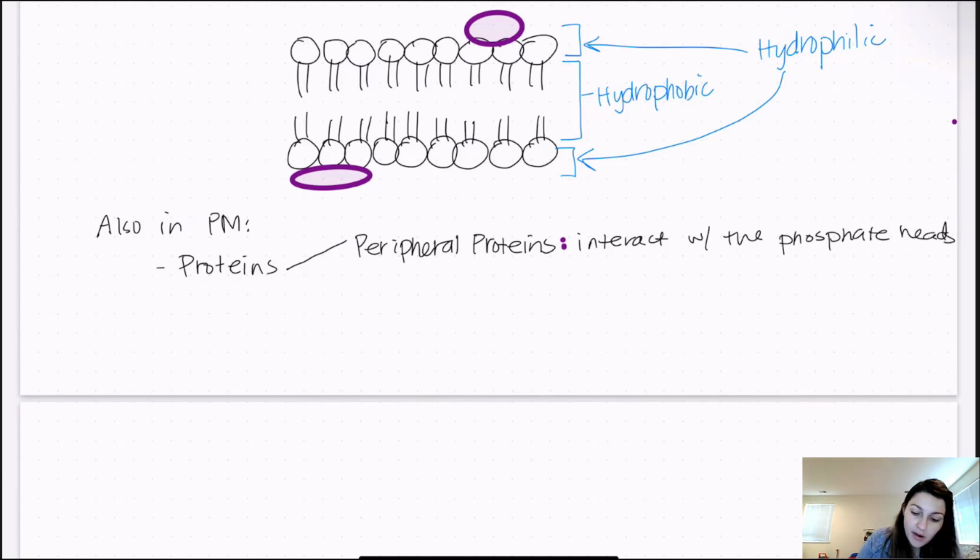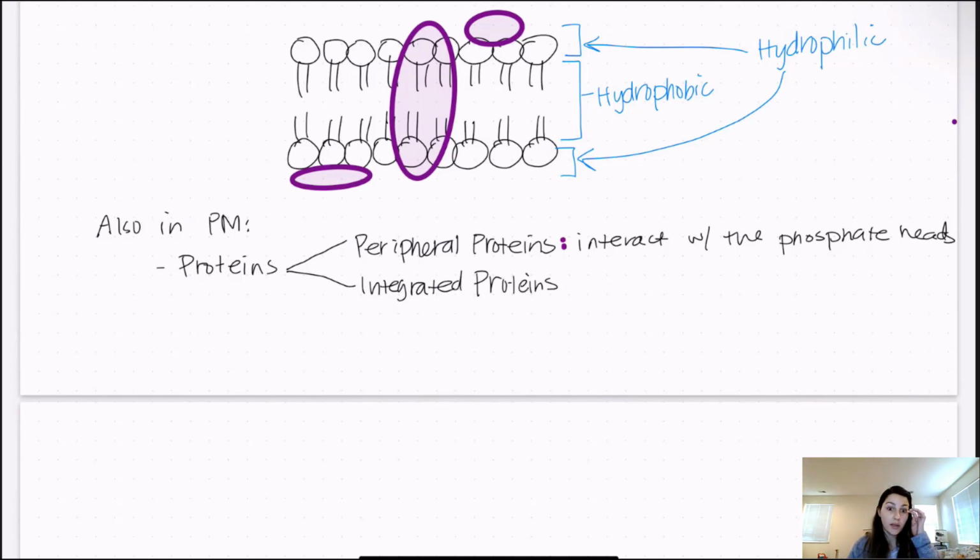And they interact with them on either the inside or on the outside of the cell, unlike the peripherals of that membrane. And we also have proteins that go all the way through, still a protein, so I'm still going to use purple. We can call these integrated proteins because they're integrated in the cell membrane. They go all the way through the cell membrane, and so they kind of force those phospholipids to get out of the way. Those are called integrated proteins because they're integrated with the plasma membrane.